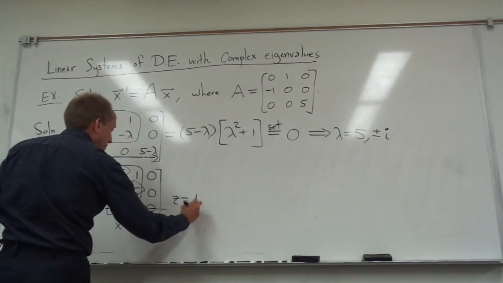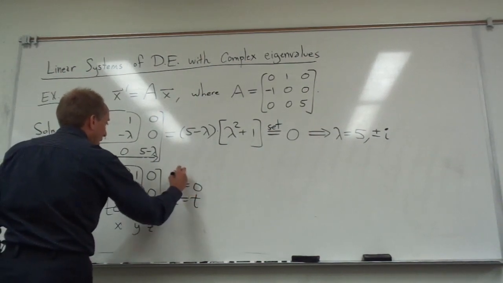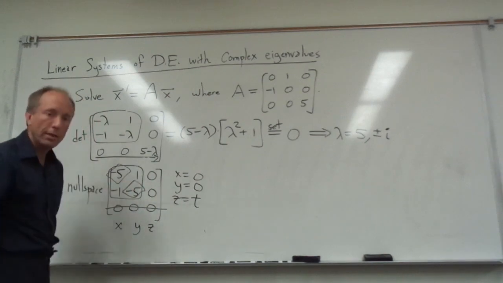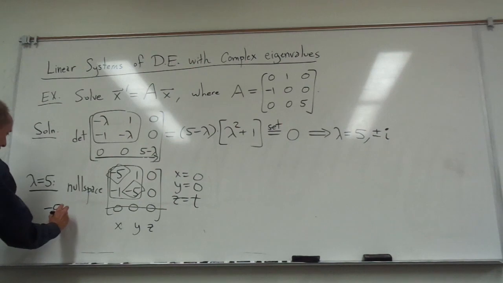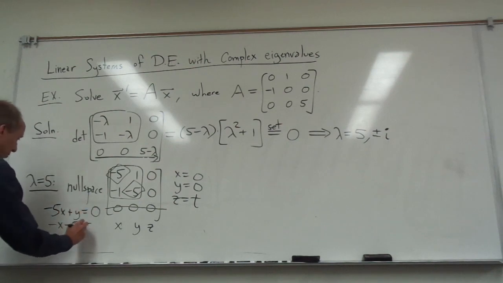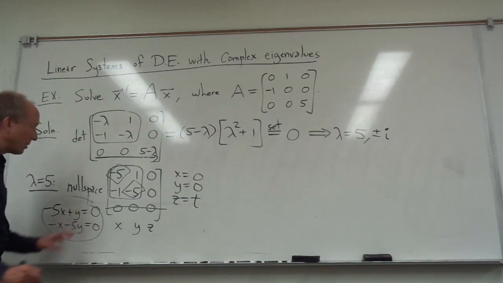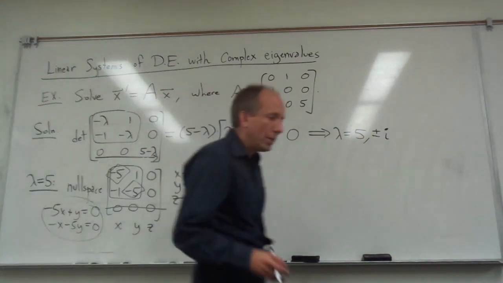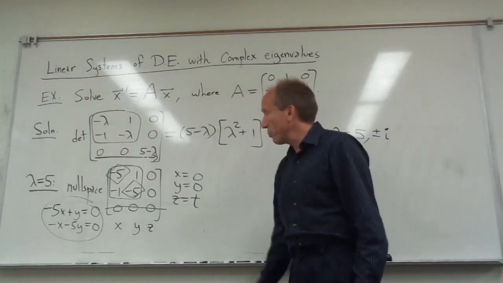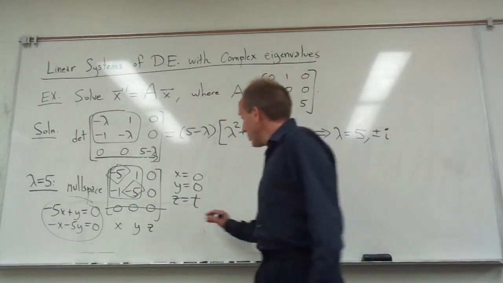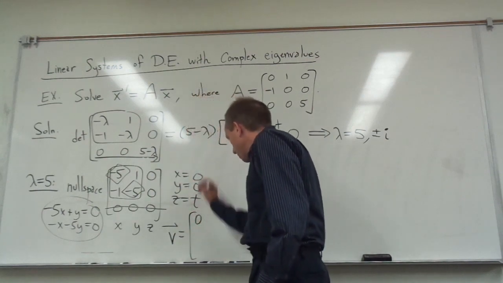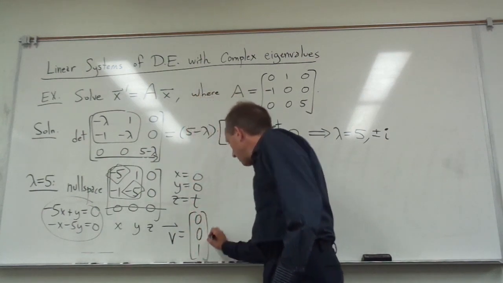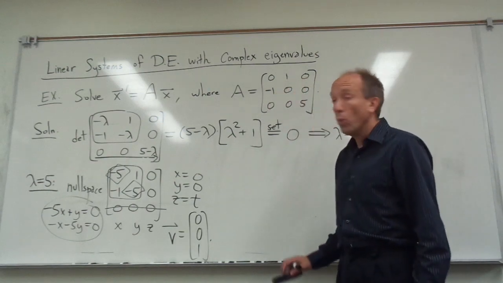So z will be free, but both x and y, as you can pretty quickly tell, are going to have to both be 0. You basically have a system here: negative 5x plus y is 0, and negative x minus 5y is 0. If you just think about solving that system, you see quickly that there's only one solution, which is the trivial one. So my vector here, after I bust out the t from the 0, 0, t, is 0, 0, 1.